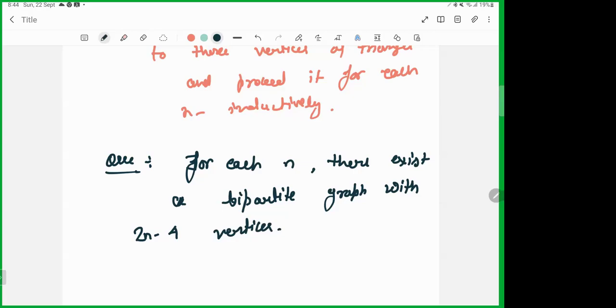Can you see? For each n, is there one? This is easy, easier than the previous one. Yes, I think I can. How? For each n, it holds for n greater than or equal to 2, right? Okay, yes, greater than or equal to.